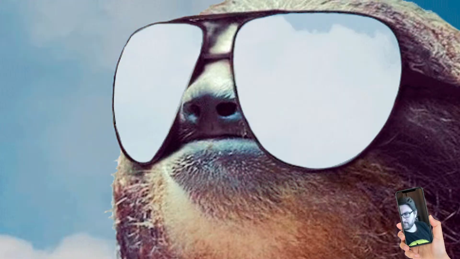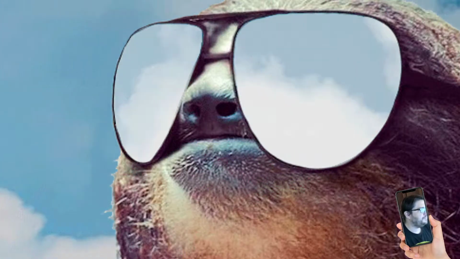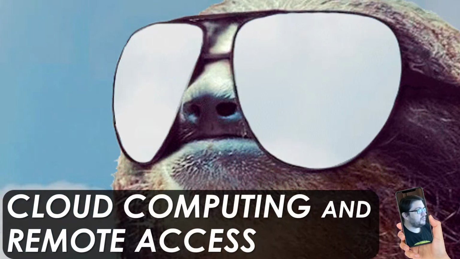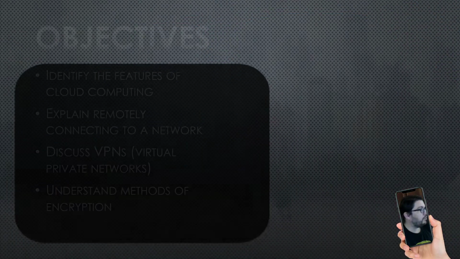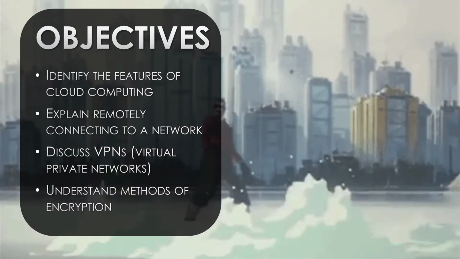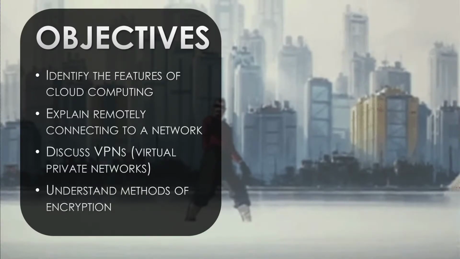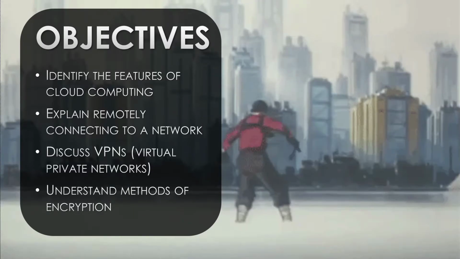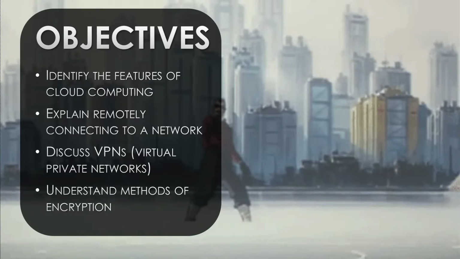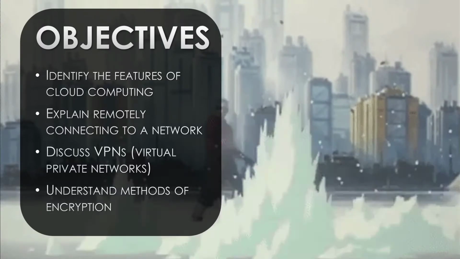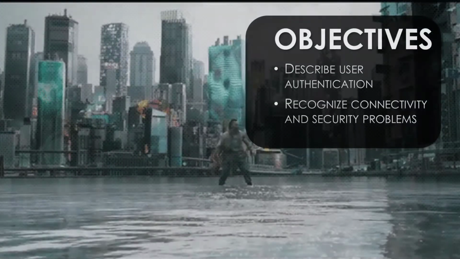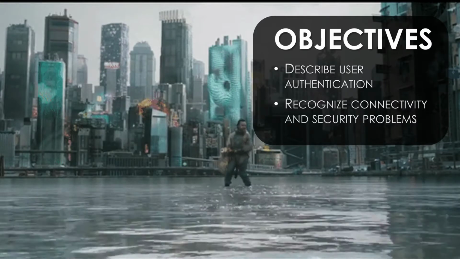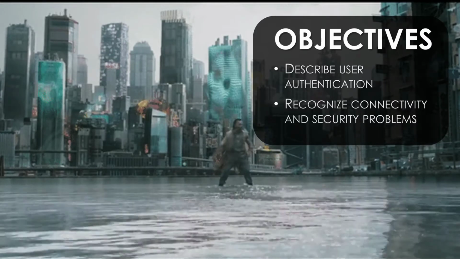So we're going to talk about cloud computing, and a little bit about remote access too. What we want to do is think about the features of cloud computing, why it exists, why it's a thing. Explain remotely connecting to a network. We'll discuss some of the mechanics that go along with that, like VPNs and methods of encryption. We're also going to talk about user authentication, and it's going to be a lot of security talk, frankly.